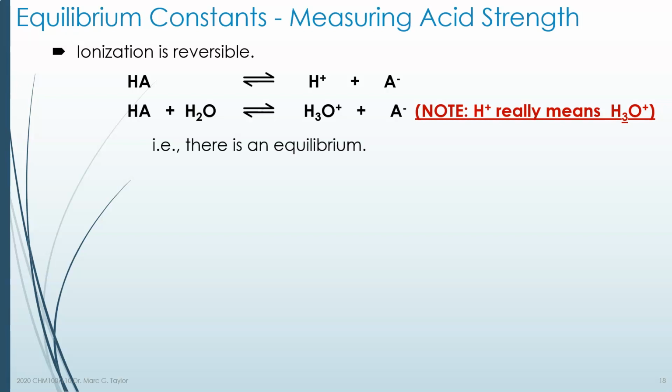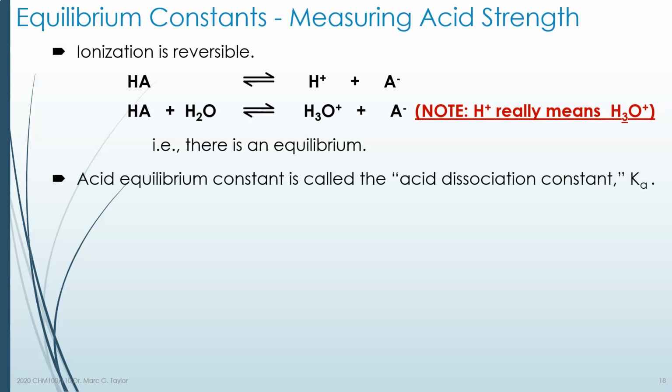Now, these are equilibria, except when you have strong acids, in which case it goes so far to the right that there really isn't any reaction going backwards. But we're going to talk about them as if they are all reversible for now. So the acid equilibrium constant is a number. It's abbreviated Ka. It's called the acid dissociation constant, and it's a number that's associated with this equilibrium.